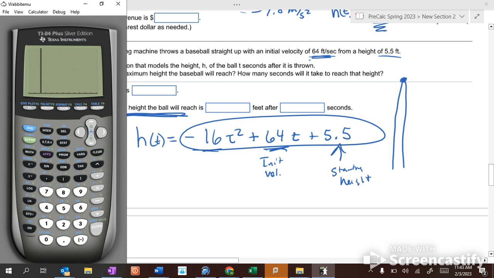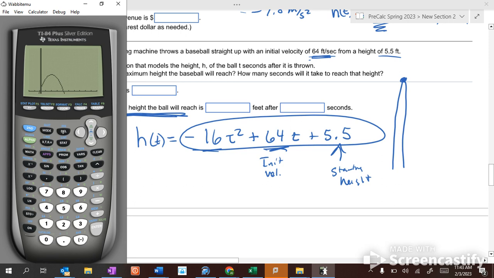Oh no, I can't see my graph. Why? Well, my window is wrong. That ball isn't going to go 18,000 feet in the air. It might go 180 feet in the air. And now I can see the ball.